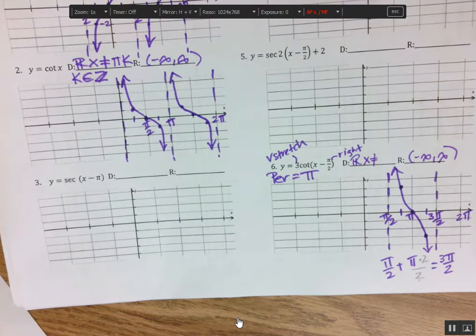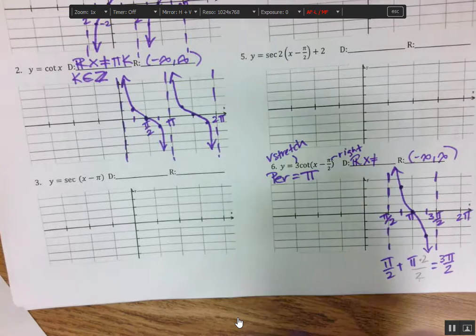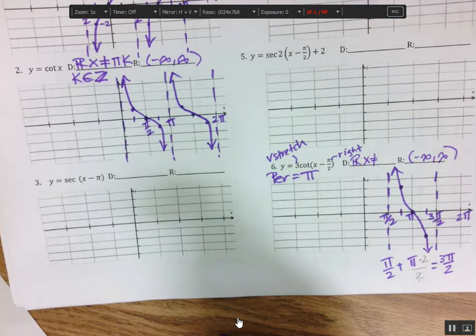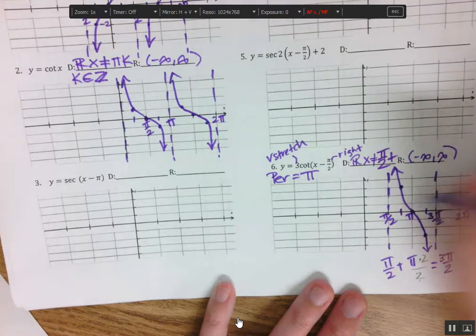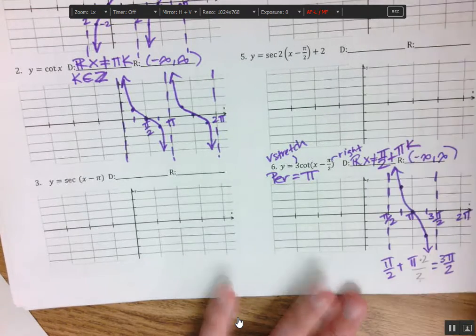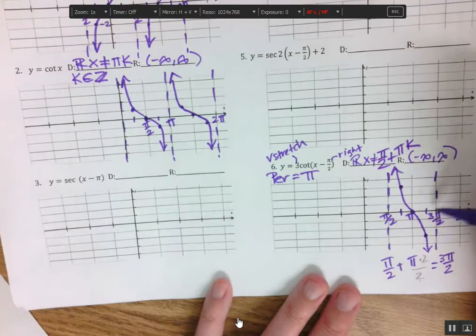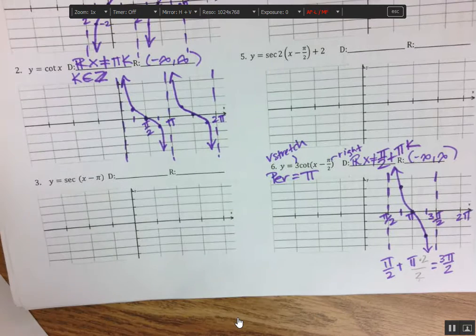Okay. Anybody want to take a stab at domain? Adam, in the bag. All right, x does not equal the first asymptote at pi over 2 plus pi k. The distance from the first one to the next one is a distance of pi. All right, so we got the tangents and cotangents done. Any question on the tangents and cotangents?